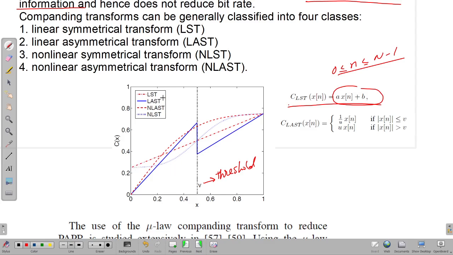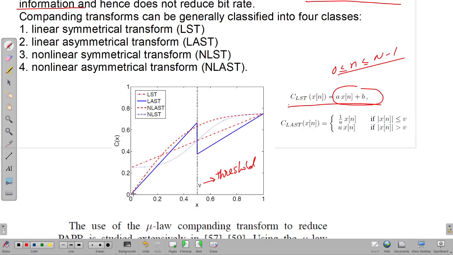Here you can see LAST, linear asymmetrical transform. It almost follows a line from 0 to the threshold value, and once the signal value crosses the threshold value, you can see an abrupt decrease of peak value. The amplitude has reduced considerably, and then again it follows a line, but it does not go over a particular threshold value. LAST tries to reduce the peak value of the signal, because after the threshold value you can see a considerable reduction in the amplitude of the output transform.